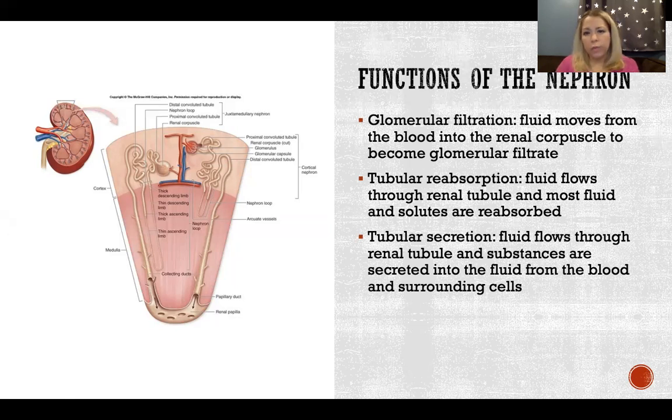So when there are waste products in the blood and surrounding cells that need to be excreted but weren't removed from the blood when the glomerular filtrate was made, then this is a second opportunity for those waste products and things that we want to get rid of to be removed from the blood and put into what will be the urine for excretion. So tubular secretion is when we're secreting waste products into the fluid that will become urine.